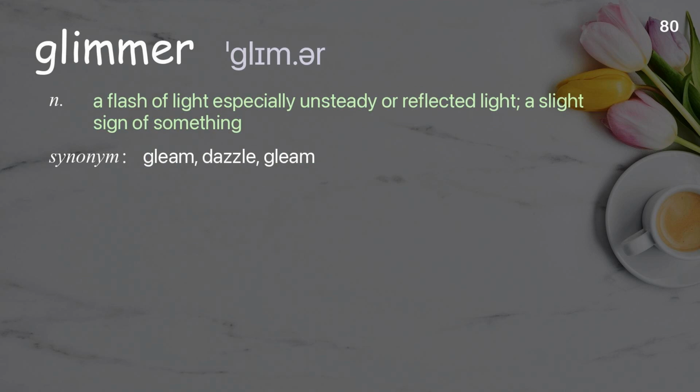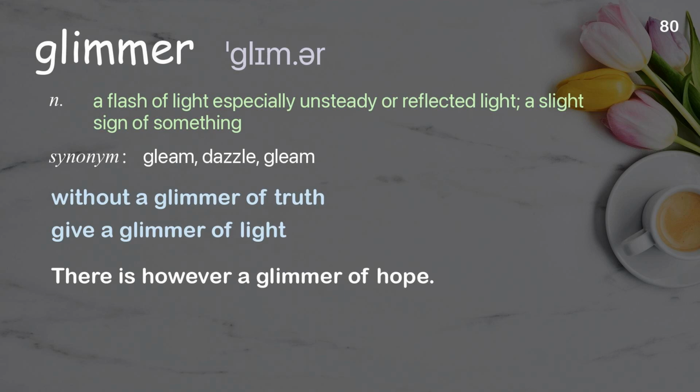Glimmer. A flash of light, especially unsteady or reflected light, a slight sign of something. Examples: without a glimmer of truth. Give a glimmer of light. There is, however, a glimmer of hope.